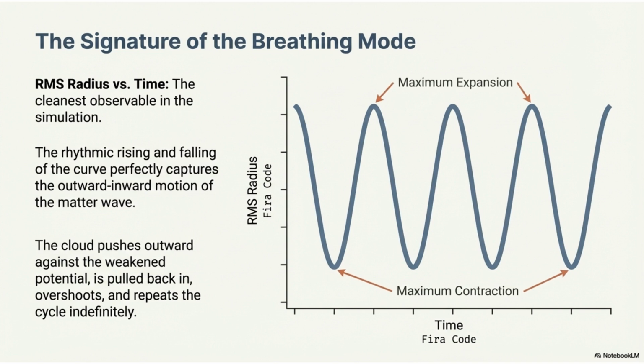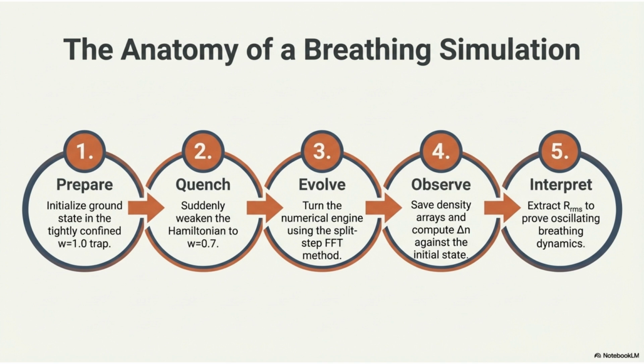The RMS radius versus time plot is the cleanest observable for the breathing mode. The rhythmic rising and falling perfectly captures the outward-inward motion. The cycle repeats indefinitely. The cloud pushes out, is pulled in, overshoots, and repeats. The simulation involves 5 steps: prepare the ground state, quench the trap, evolve using the split-step FFT, observe by saving density and change arrays, and interpret by extracting R_RMS to prove the breathing dynamics.